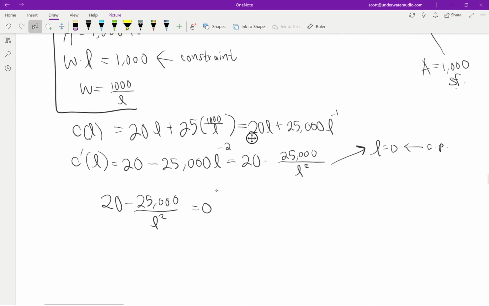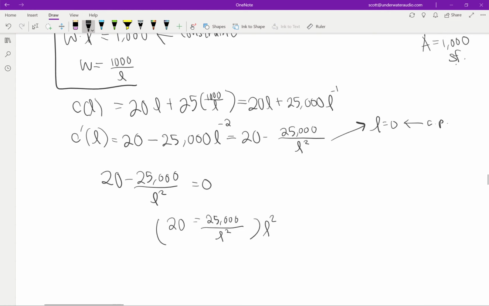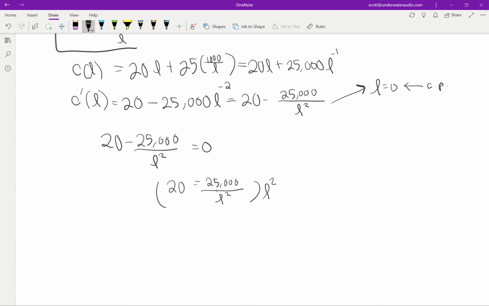So I am going to move 25,000 over L squared to the right. And then I'll multiply by L squared. So I get 20 L squared equals 25,000.